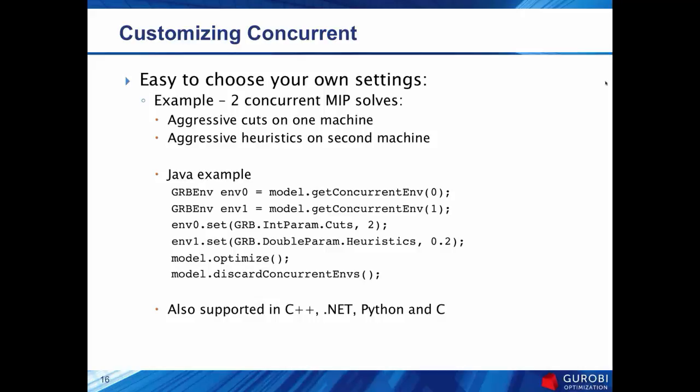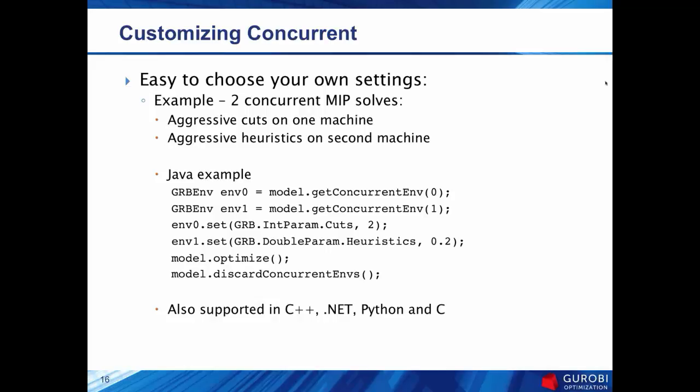So this is an example where I don't want to use the default strategy, and I could do that very simply by creating two concurrent environments. So here's an example in Java, and this is just a fragment of my code, but in my code, I take my model object, that would be the GRB model object, and I call the get concurrent environment twice to get two different environments. I'm going to call these env0 and env1.